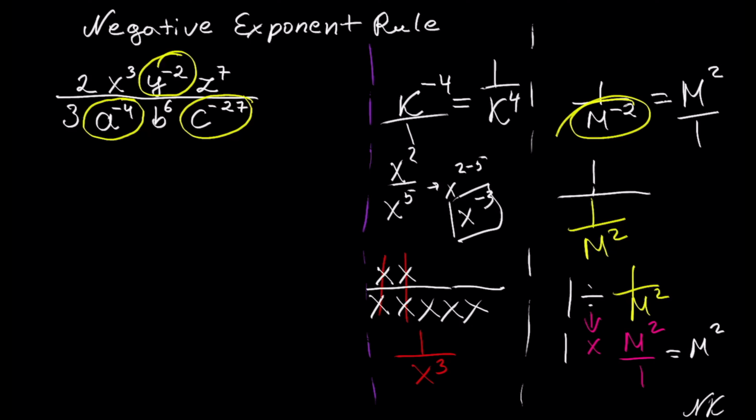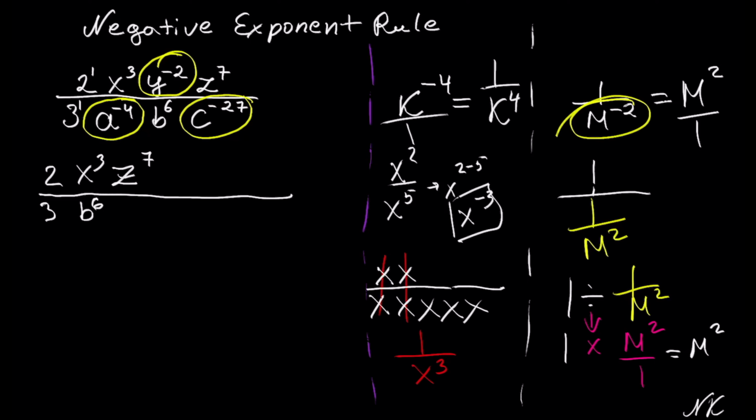So 2 has a positive 1 as the exponent and 3 has a positive 1 exponent as well. Those are the identity exponents. 2/3 will stay as is, so we have out of the division sign 2/3. X to the 3 will stay the same. Z to the 7th will stay as is. In denominator, b to the 6th will stay as is, because those are the numbers and variables that had positive exponents.